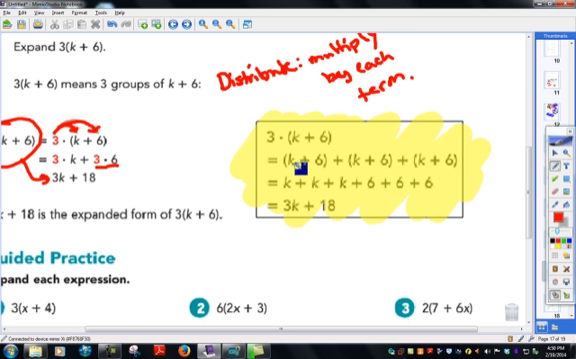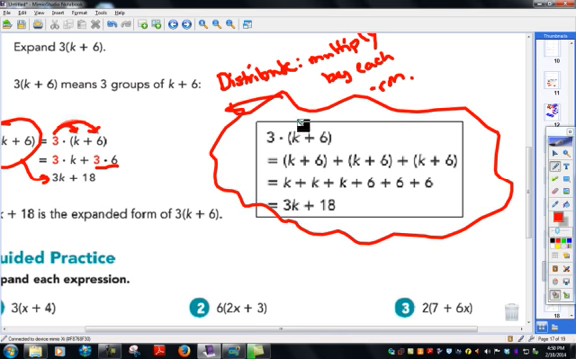So if you wrote it as k plus 6 plus k plus 6, then again you could look for common, or I mean not common, but like terms. And that's all you're doing. You're combining like terms. You're taking your 3k's and then you're adding your 18 constants. That's it. So that's all you're doing when you're distributing. It's actually pretty neat. Until this year, I've never really thought about it like this. So it's actually kind of interesting.